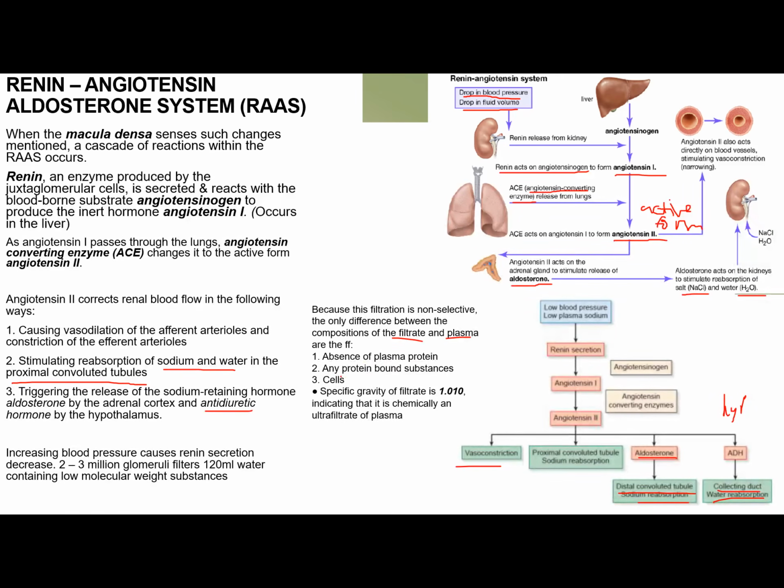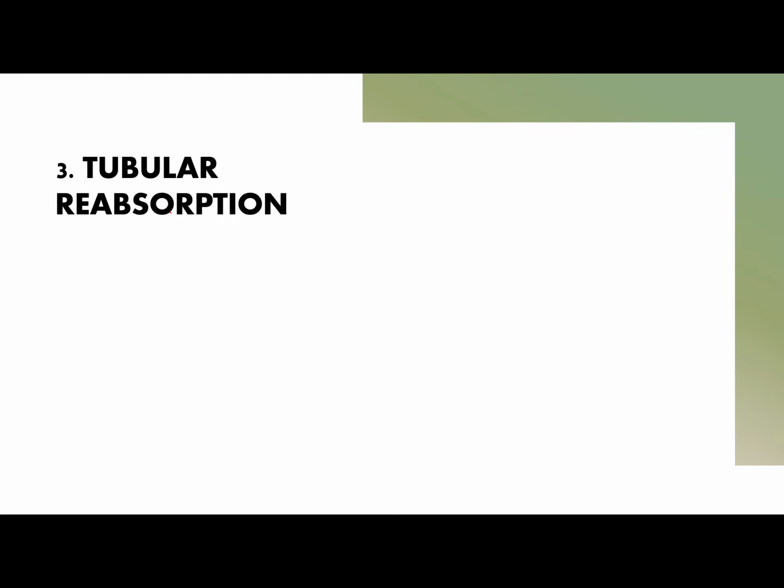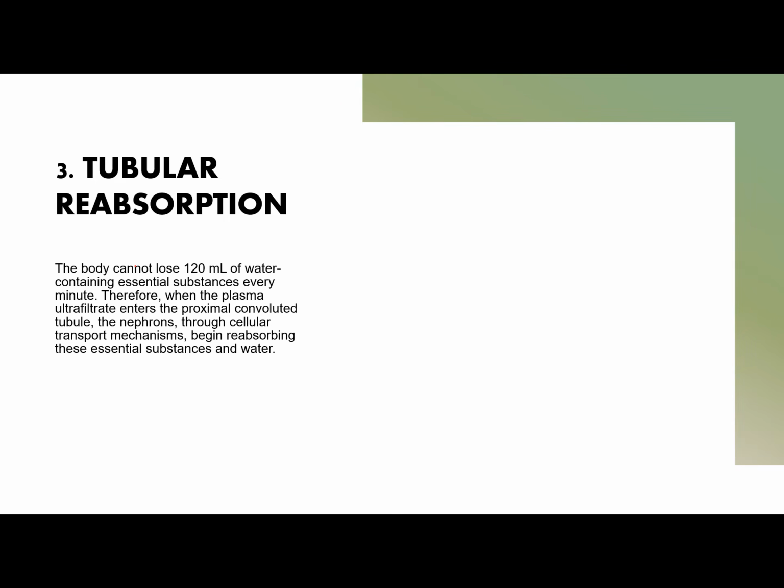Absence of plasma protein, any protein-bound substances, cells, specific gravity of filtrate is 1.010, indicating that it is a chemically an ultrafiltrate of plasma. Let's go to the third one, tubular reabsorption. Now, the body cannot lose 120 ml of water containing essential substances every minute. Therefore, when the plasma ultrafiltrate enters the PCT, the nephrons, through cellular transport mechanism, begin reabsorbing essential substances and water.